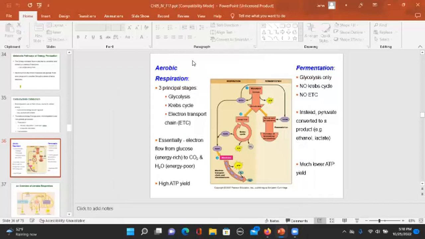Aerobic respiration has glycolysis, and so does fermentation. Fermentation does not have the Krebs cycle or the electron transport chain. Aerobic respiration does.